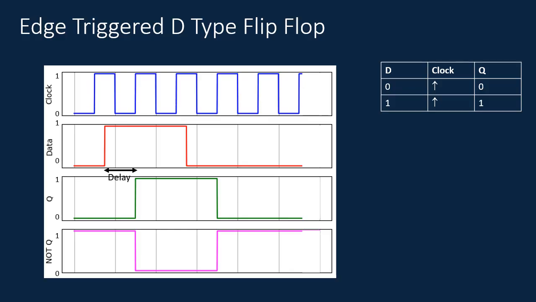So you can see here in this scenario, we have a delay between our data value and our Q value. Hence the delay type flip-flop. So that's why it's a delay. That's why we think of it as a way of storing a data value.